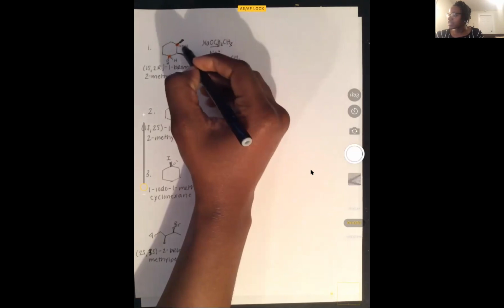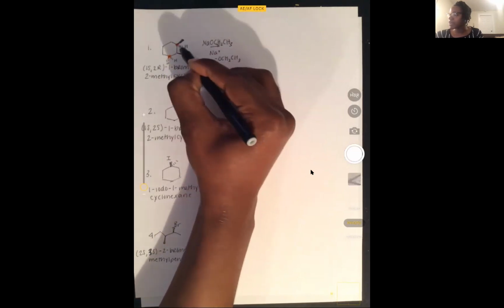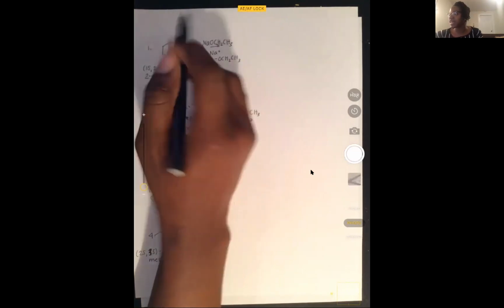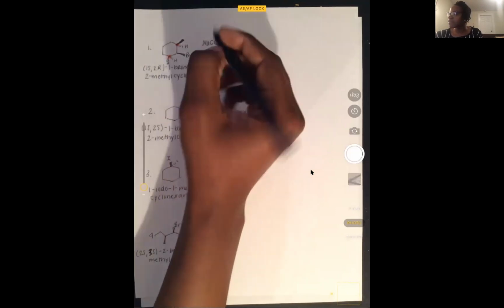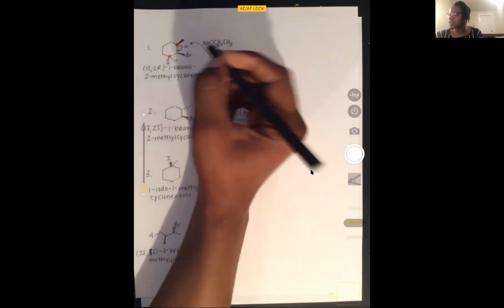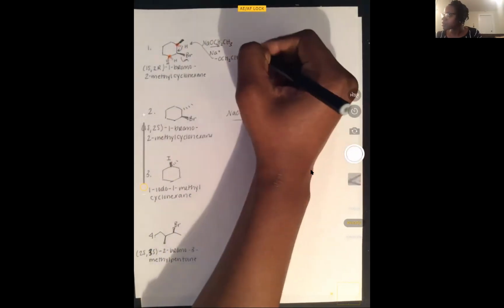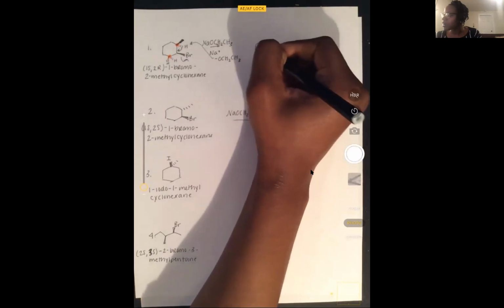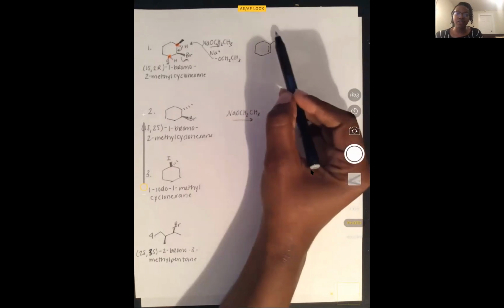Our hydrogen here is anti, but in the same plane. If this is facing up, going out of the paper, this hydrogen is going into the paper, so they're in the same plane, up and down. So we can pull off this hydrogen, push the electron density onto this carbon, and lose the bromine as our leaving group. Therefore, our major product is the following alkene.